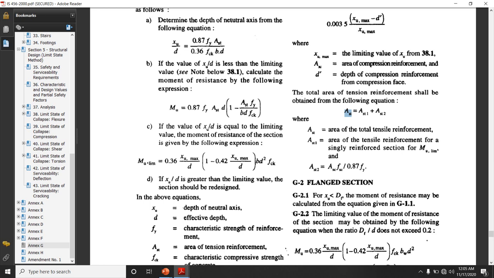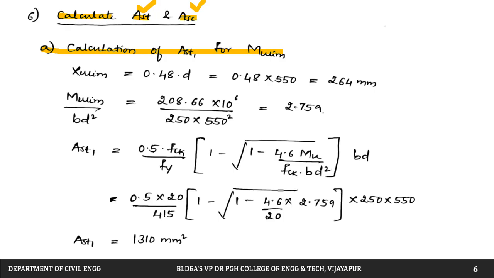AST will be equal to AST1 plus AST2. AST is nothing but the total tensile reinforcement. AST1 is nothing but the area of tensile reinforcement for the singly reinforced section for the limiting moment. So this we have to remember, that AST1 value will be for the limiting moment value. AST2 will be based on the additional moment. So let us calculate now the area of steel.